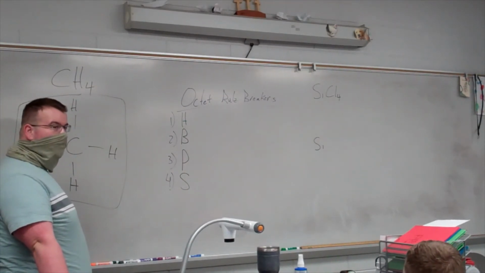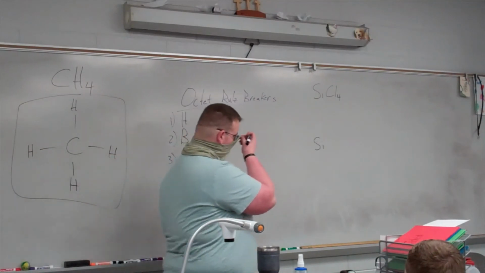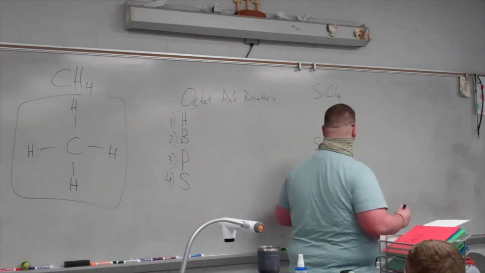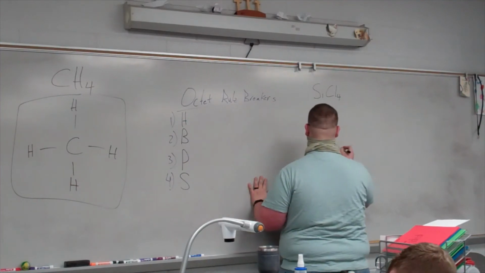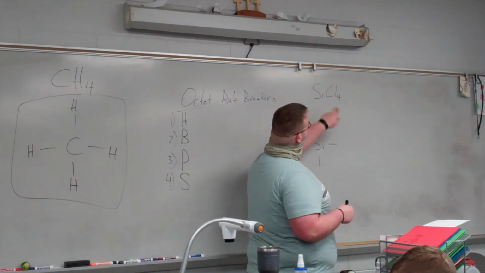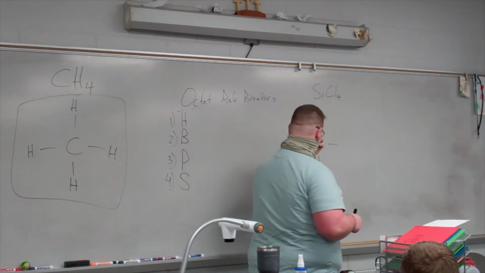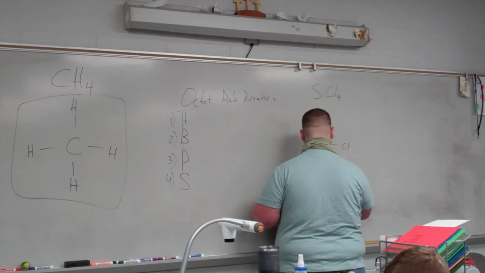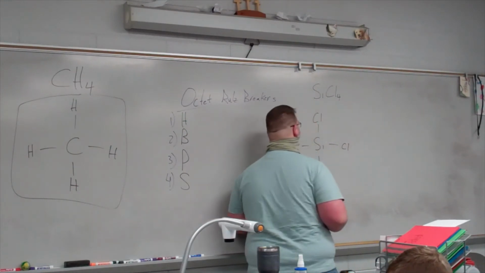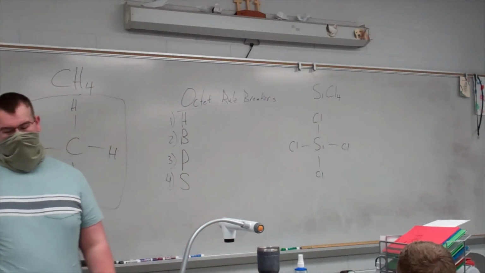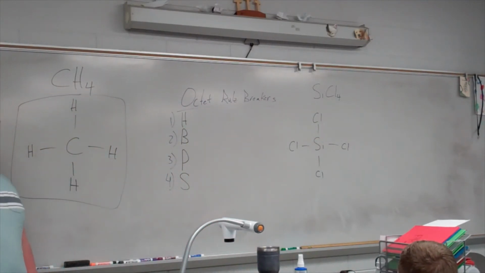Draw the skeleton. I have 4 atoms bonded to the silicon, so that means I need 4 single bonds. 1, 2, 3, 4. And we're going to draw those bonds out to the elements. So I got chlorine. Next.